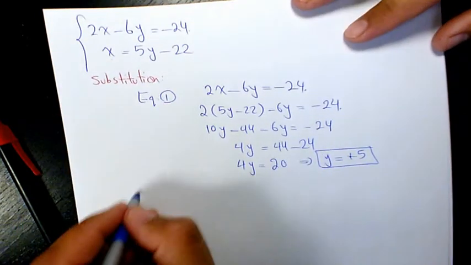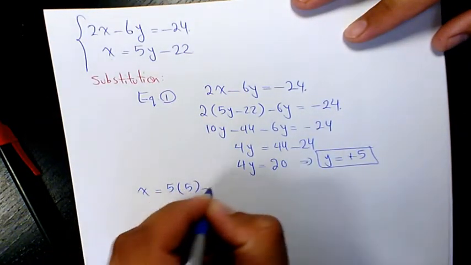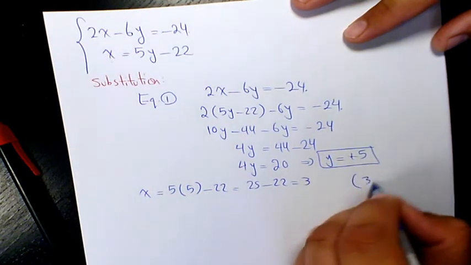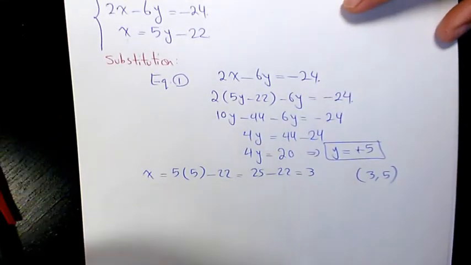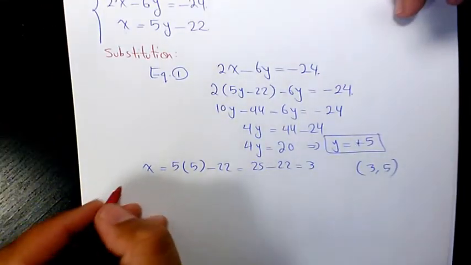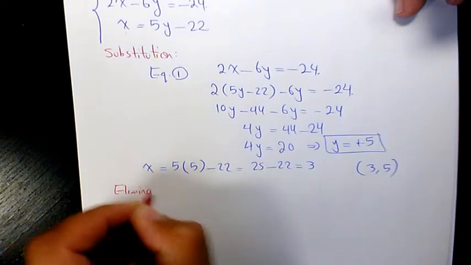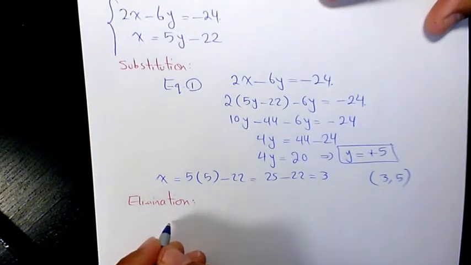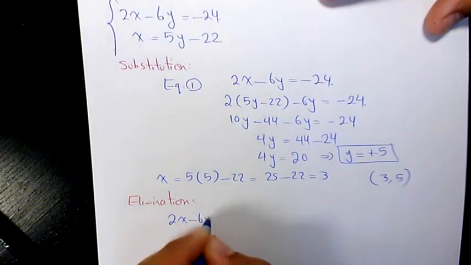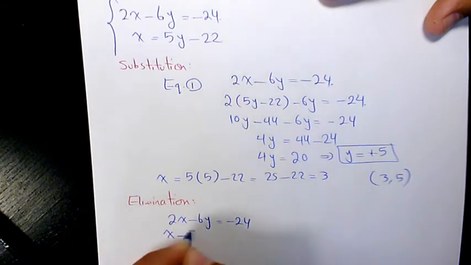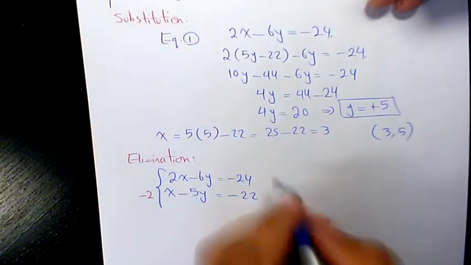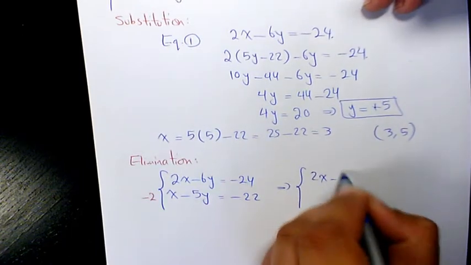Then you substitute it there. x equals 5 times 5 minus 22. So 25 minus 22 is going to be 3. So the point of intersection is positive 3 and positive 5. Now let's use the elimination method. If I rearrange the first two equations, 2x minus 6y equals negative 24, x minus 5y equals negative 22. I'm going to multiply the second equation by negative 2, so the first equation remains the same.